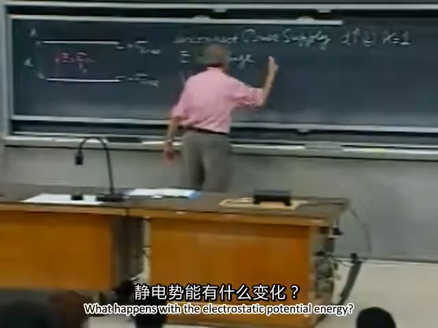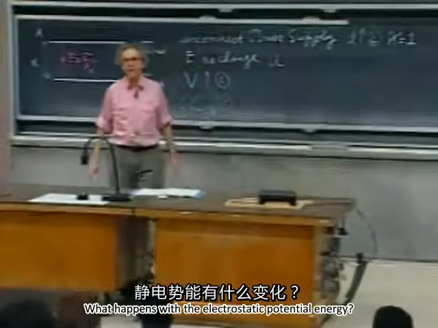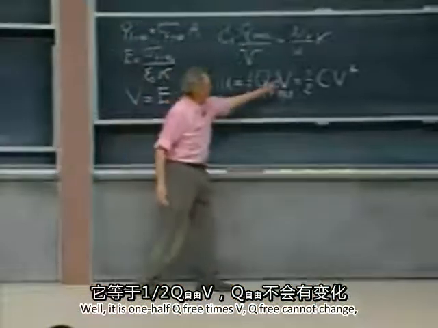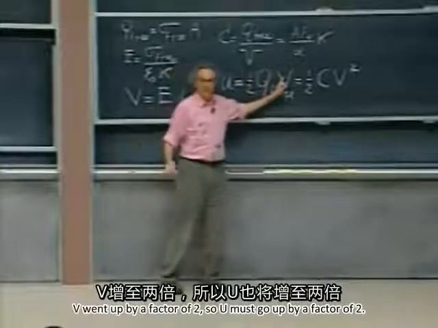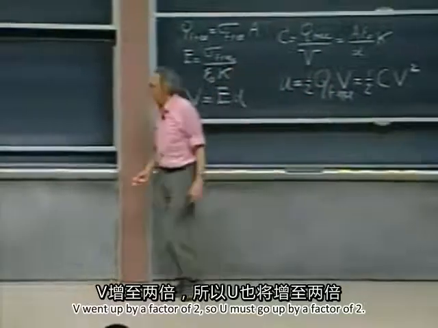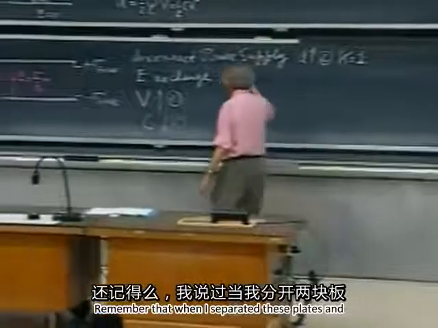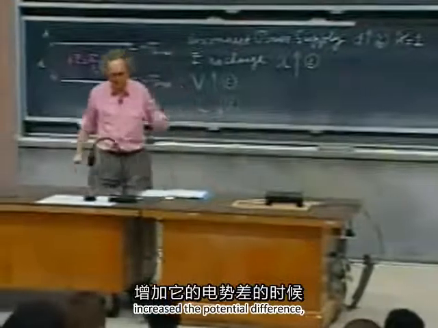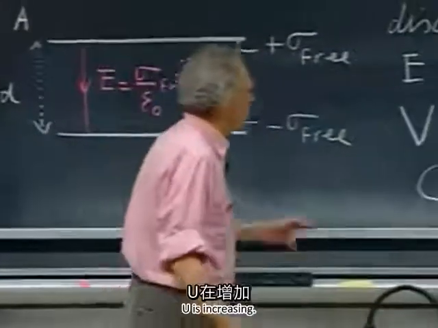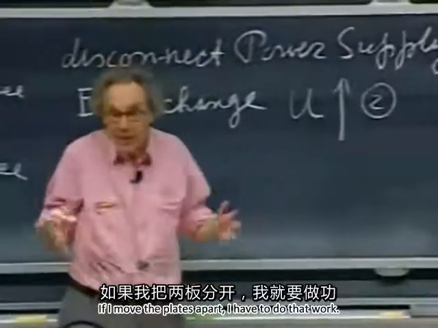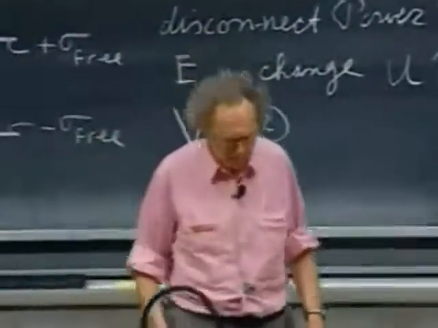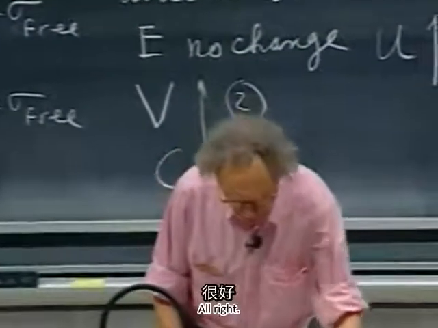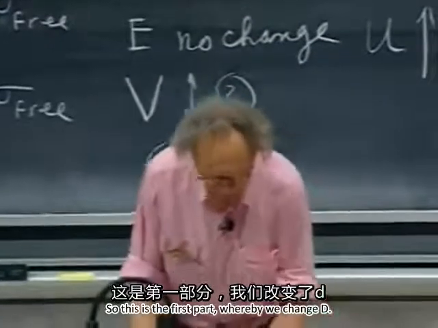What happens with the electrostatic potential energy? Well, it is 1/2 Q free times V. Q free cannot change. V went up by a factor of 2, so U must go up by a factor of 2. Remember that when I separated these plates and increased the potential difference, I told you I was doing work. U is increasing. If I move the plates apart, I have to do that work. All right. So this is the first part whereby we changed D.